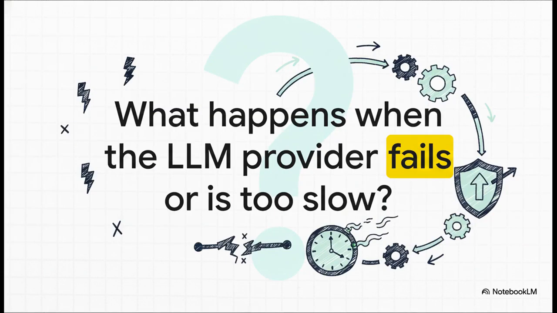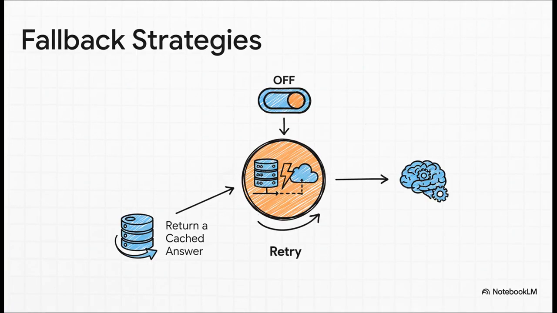Okay, but let's be real. In the real world, things break. Your LLM provider might have an outage or just get super slow all of a sudden. A real production service has to be able to handle that. This is where you need a plan B, or even a plan C. These are your fallback strategies. You can automatically retry a failed request, maybe after a short delay. You can have your service automatically fall back to a different, maybe smaller and faster model. You can even use something called a circuit breaker, which is just a fancy term for a smart switch that temporarily stops sending requests to a provider that's failing, which protects your own app from a total meltdown.